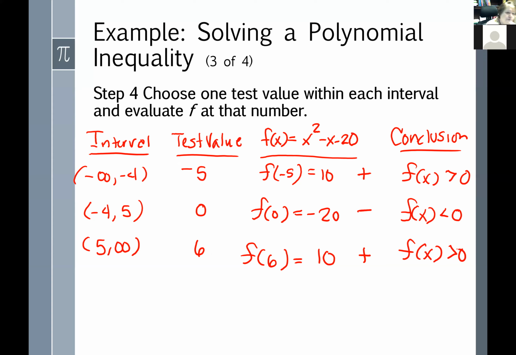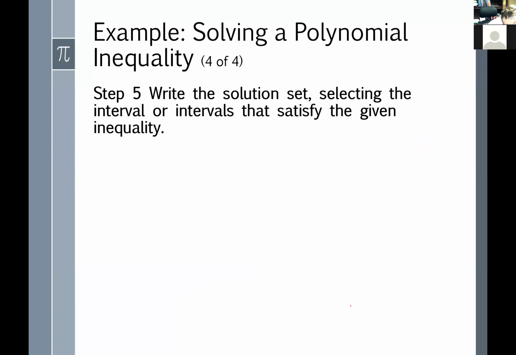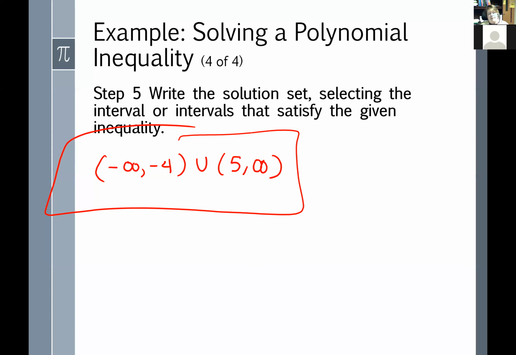So my original function was x² minus x minus 20 is greater than 0. So where is this function positive? Where is it greater than 0? Well, it's greater than 0 for any number less than -4 or any number greater than 5. So the way we write this is we say the solution is from -∞ to -4, it was positive. And from 5 to infinity, it was positive. So the solution is the union of the two sets from negative infinity to -4 or 5 to infinity.